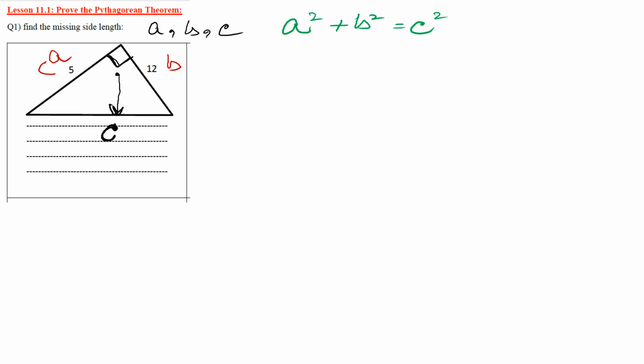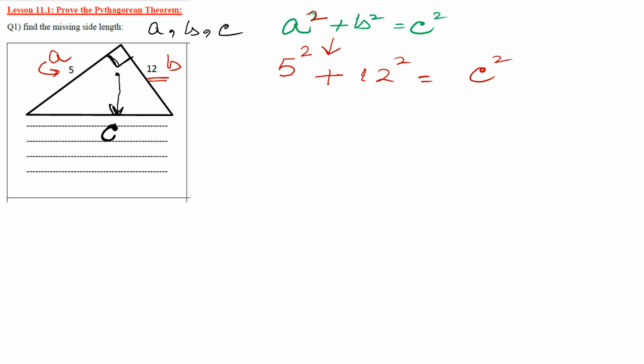Now put in the values. The value of A is 5, so write the 5. And can you see the square here? Yes, so you can put the square over here. Plus B squared. What is B in the right triangle? It's 12. So 12 squared equals C squared. You have to find that out.